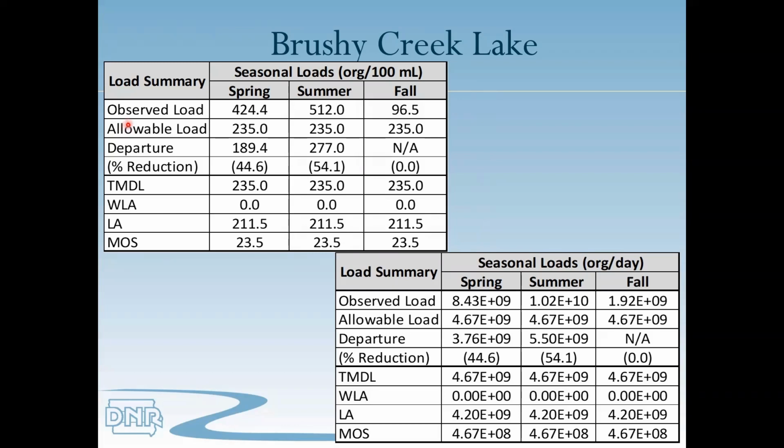We have the allowable load, which was the 235 organisms per 100 milliliters. And then we have our departure, which is the difference between the observed load and the allowable load. This represents the amount of E. coli reduction needed to bring the beach into compliance. And this line is the percent reduction. That's the percentage of the observed load, the reduction required from the observed load to meet this allowable load of 235. These other values here, we'll talk about a little bit later.